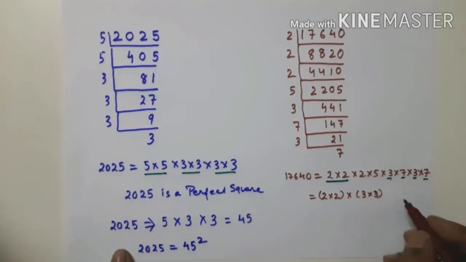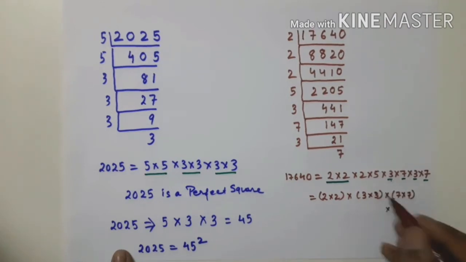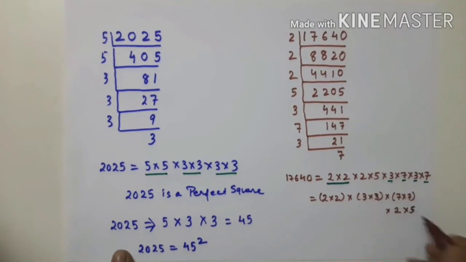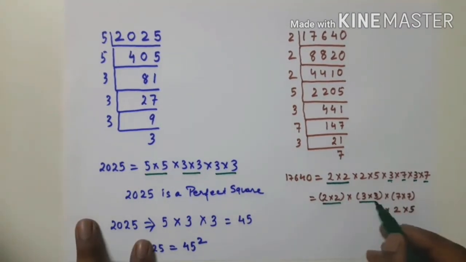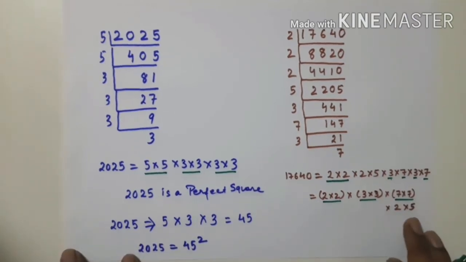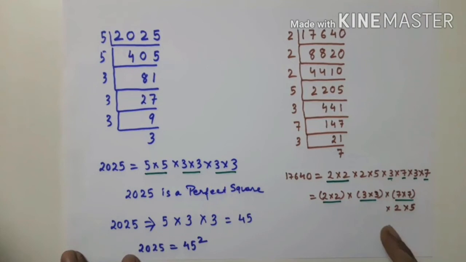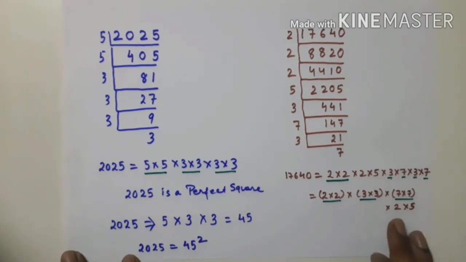Next we have 7 into 7, that is another group. And finally we are left out with 2 and 5. So we can see here we have got 3 paired groups and 2 single numbers now. These are singles. So these are pairs. So we have seen that there should be no factors left out. So if there is any factor left out, we get any single numbers, then it is not a perfect square.